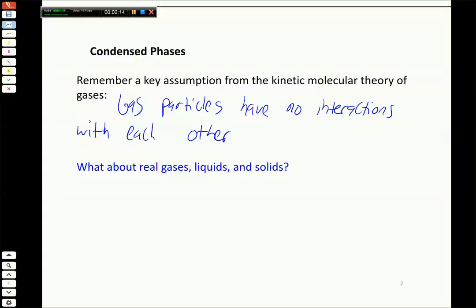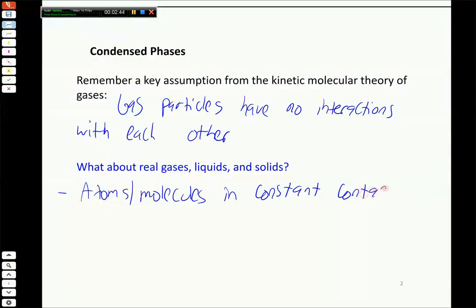In reality, that's not true. We talked about that a little bit at the end of Chapter 8 with the idea of real gases and their deviations from the ideal gas law are because of this key assumption not exactly being true. And this really plays a role in real gases, but also in liquids and solids. So in real gases or in condensed phases, the atoms and molecules are in constant contact with each other. So this idea that they don't interact is simply not true in these situations.